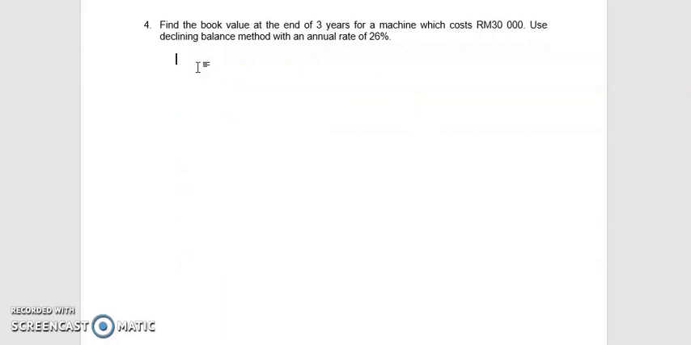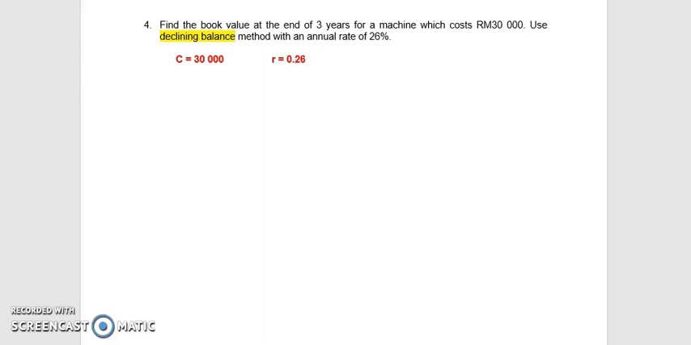Now number 4. Find the book value at the end of 3 years for a machine which costs 30,000. Use the declining balance method with an annual rate of 26%. Your annual rate is already given to you, so R equals 0.26.